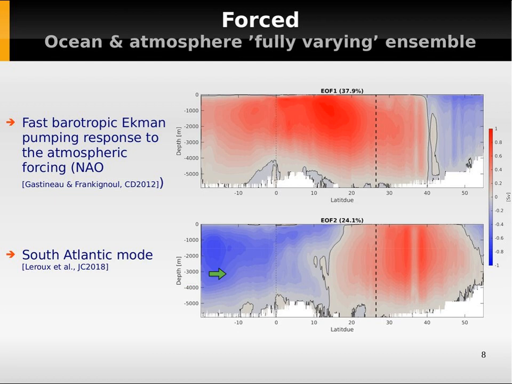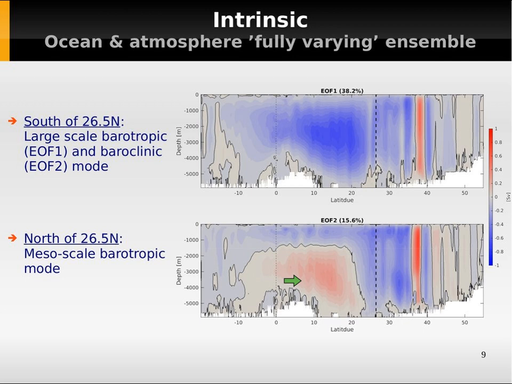If we do now the same for the intrinsic variability, this is the result for a specific member. We have done that for the 12 different members, but they all share the same patterns. And we can separate the basin in two areas, north and south of 26.5 north, which is the location of the RAPID array. North of the array, the signal is mainly barotropic and has relatively small scale, mesoscale. And the maximum takes place here again, just south of 40 north, which is the location where the Gulf Stream separates.